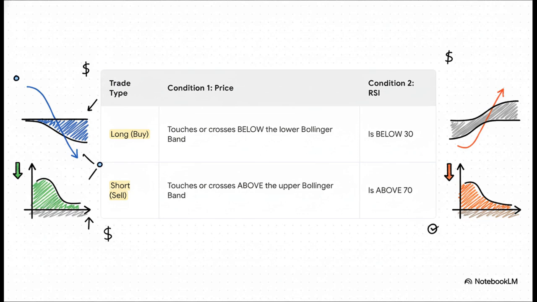Okay, so here are the exact rules. For a buy trade, a long position, we need 2 things to happen. First, the price has to touch or even dip below that lower Bollinger Band. But that's not enough. Condition 2, the RSI also has to be below 30. For a sell trade, a short, it's the exact opposite. The price touches or pokes above the upper band, and the RSI has to be above 70.